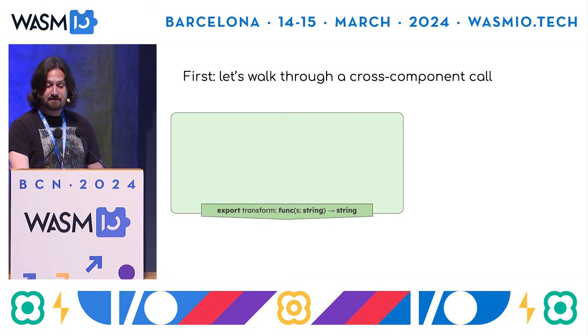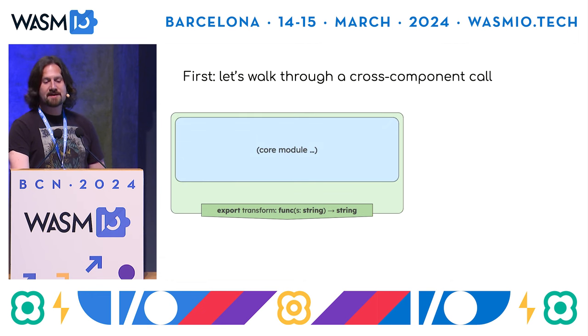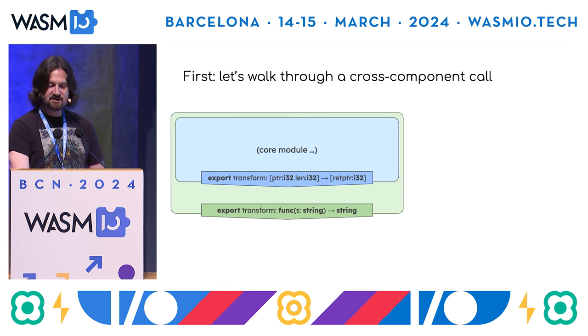So let's say I am defining a component that exports a transform function. And this is something I could implement in just a few lines of JavaScript using jco componentize today. So I'll uppercase a string. Componentize will spit out a component containing a core module. That core module will export a core function that takes that string as a pointer-length pair, which are pointers into the linear memory of Wasm, because that's how Wasm takes all compound values.